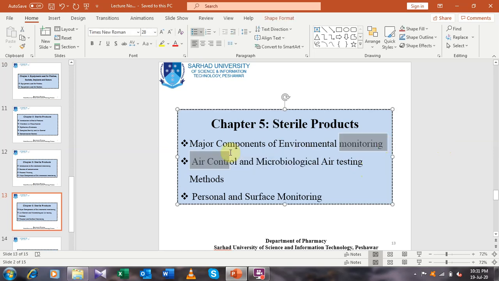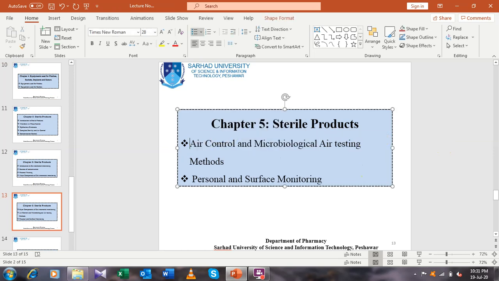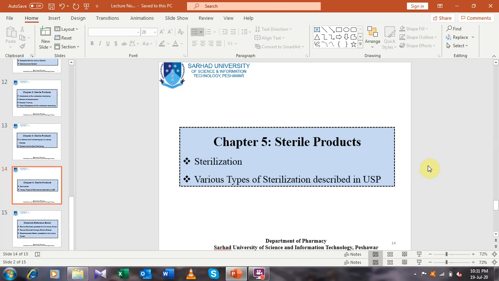Air and microbiological air testing method, personal and surface monitoring, sterilization, and various types of sterilization. It is described in United States Pharmacopoeia.